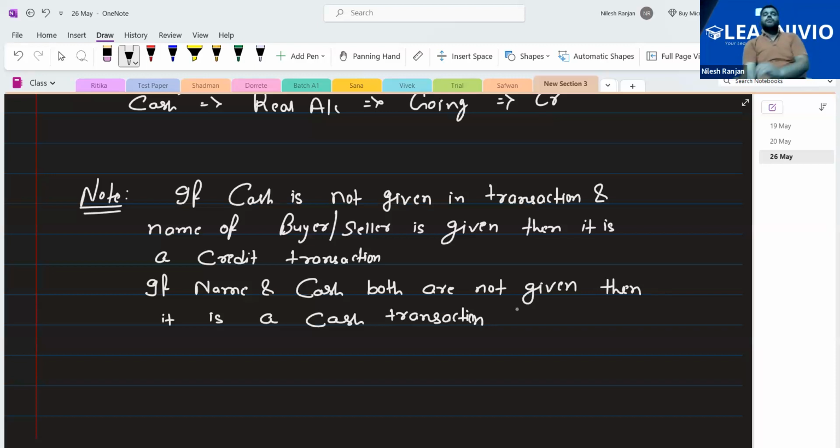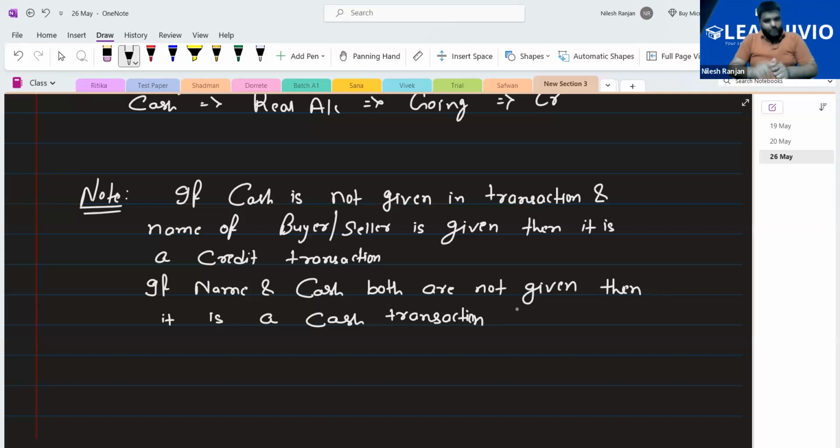So I have written notes about two situations where information is not given. Because if information is given, then there is no problem. If it is written that the transaction is on cash basis, then good. If it is written that the transaction is on credit basis, then also good, because we don't have to assume anything. But when information is not available, then you have to assume.